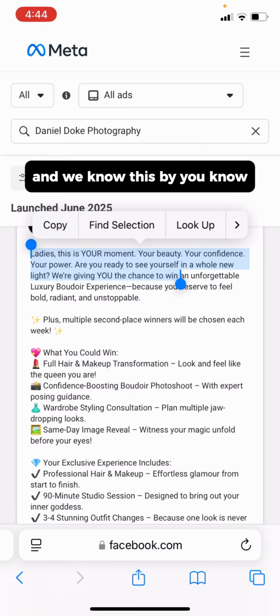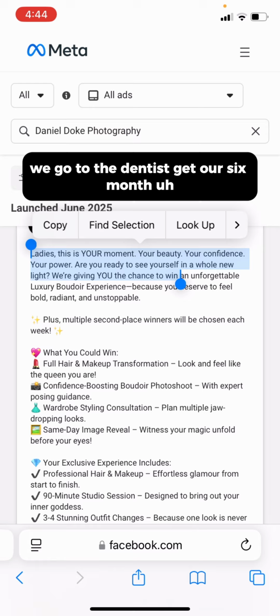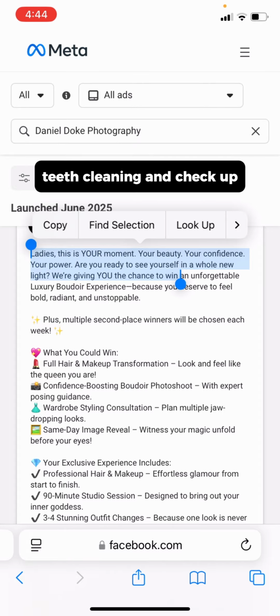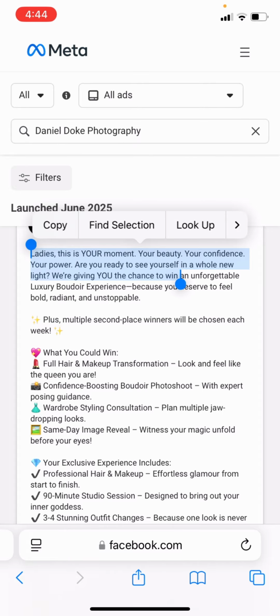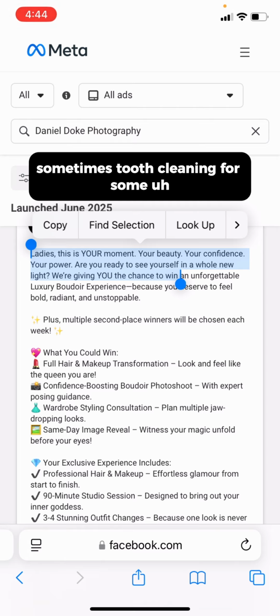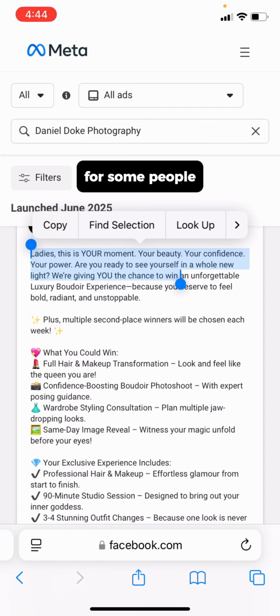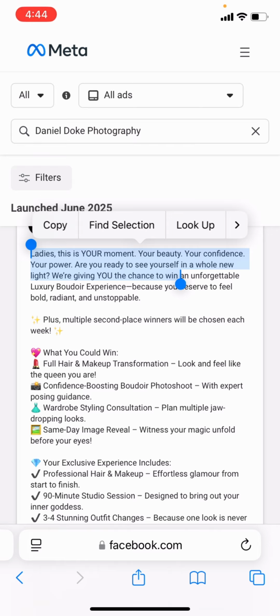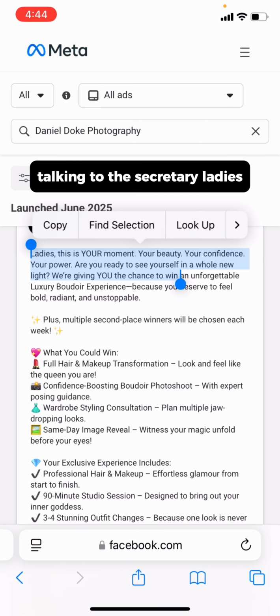And we know this by just thinking about us. We go to the dentist, get our 6-month teeth cleaning and checkup, and sometimes tooth cleaning for some people, and come out, we're paying at the front desk, talking to the secretary ladies.